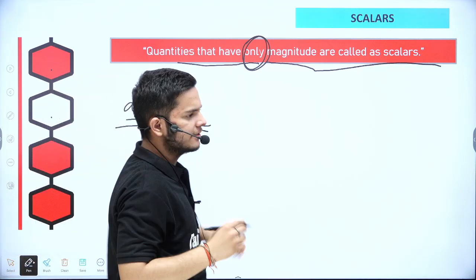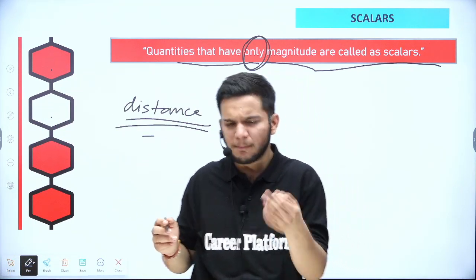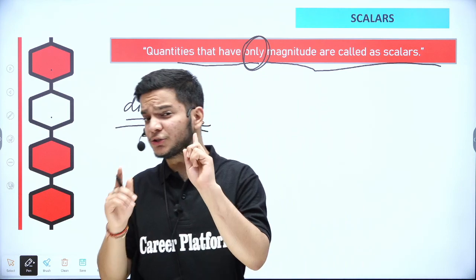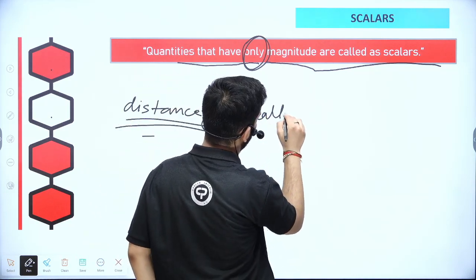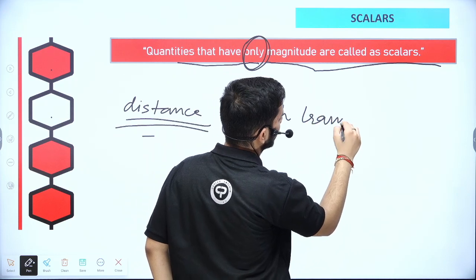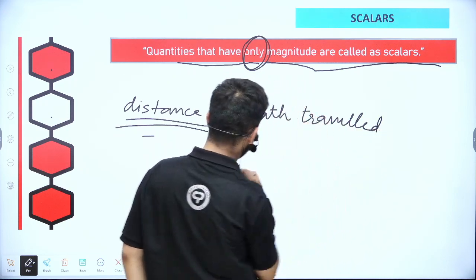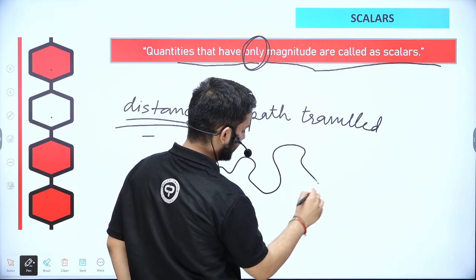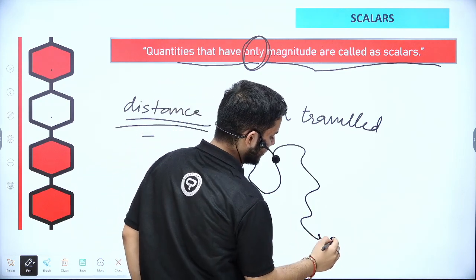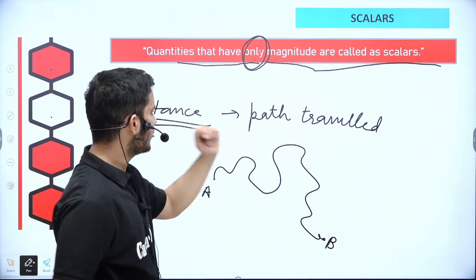So basically what is distance? Distance is the path traveled. Distance is not the shortest distance. Distance is the path traveled between 2 points. Am I right? Suppose there is a point A and we are going in any direction to the point B. So we followed a path.